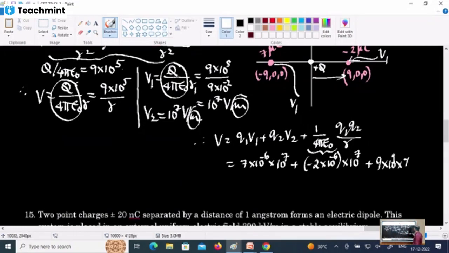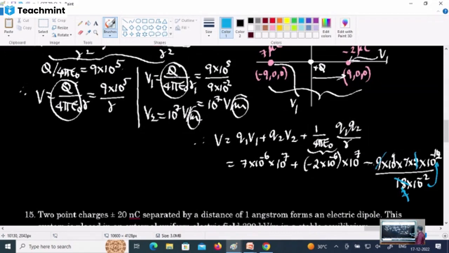q1 is 7 micro, q2 is 2 micro, there is a minus, so let us take the minus sign here. Minus into 10 to minus 12 divided by r, that is 9 and 9, 18 centimeter, 18 into 10 to minus 2. So 9 ones are 9, twos are 2, and 2 and 2 cancel. So this goes up, 10 to the power plus 9 and 10 to the power of minus 10. So altogether this will give you 70.